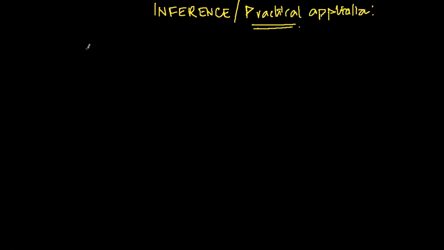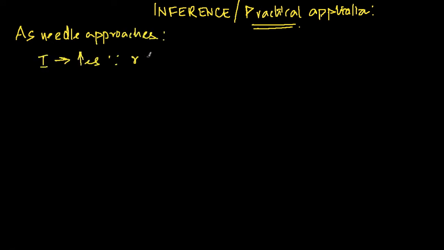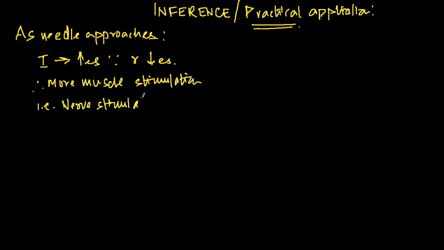Now let's quickly have a look at the practical application or the inference of this law. How do we actually use this in practice? As we are performing a peripheral nerve stimulation and we introduce a needle and move towards the nerve tissue, the current intensity at the nerve increases, resulting in more vigorous muscle stimulation, and it becomes easier to stimulate the nerve as our needle approaches the nerve.